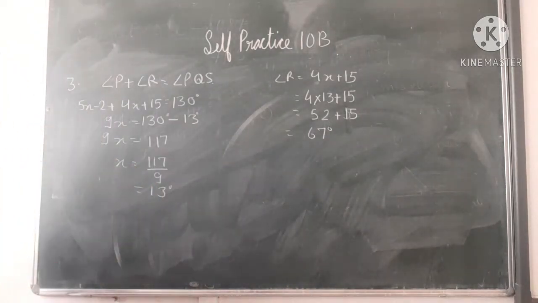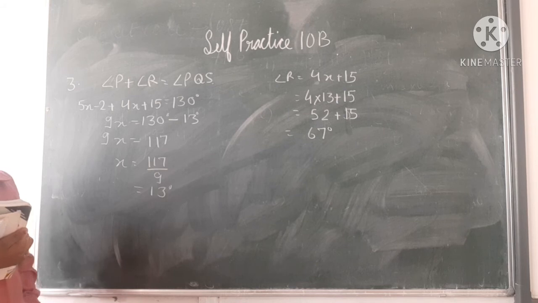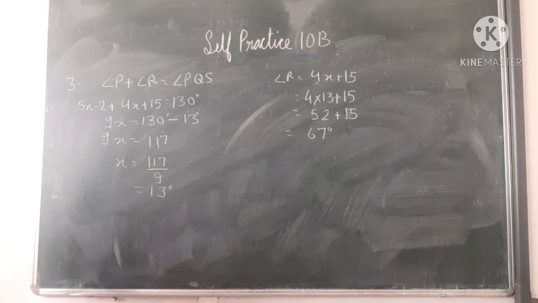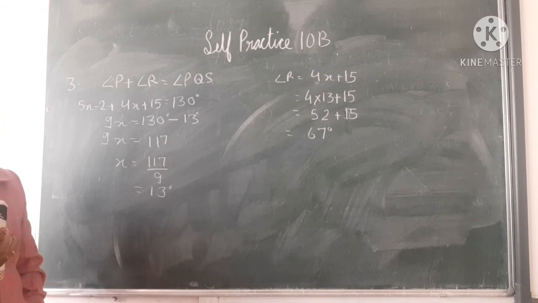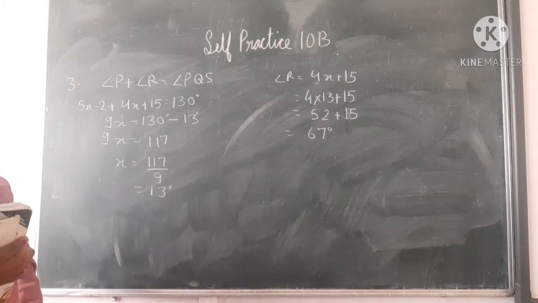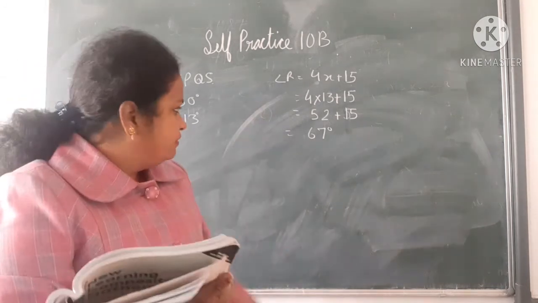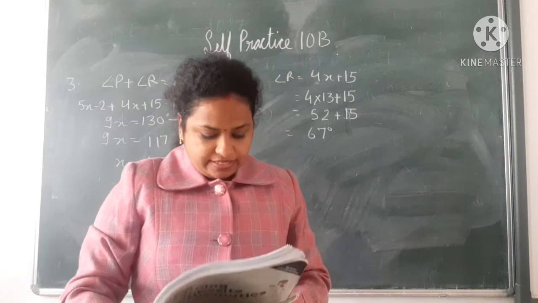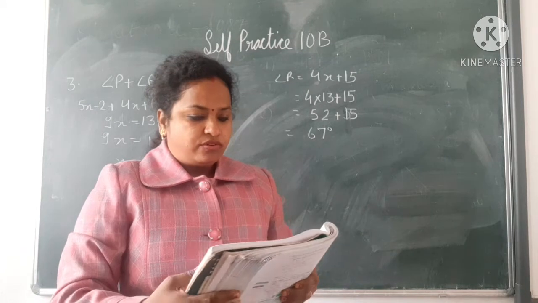Okay. So angle P plus angle R is equal to angle PQS. So 5x minus 2 plus 4x plus 15 is equal to 130 degree. 5 plus 4, 9x is equal to 130 minus 13, that is 117 degree. So x is equal to 117 by 9, that is 13 degree. And angle R is equal to 4x plus 15, which means 4 into 13 plus 15, that is 52 plus 15, that is equal to 67 degree. So what will be the value of R here? 67 degree. Now let's come to solve question number 4.